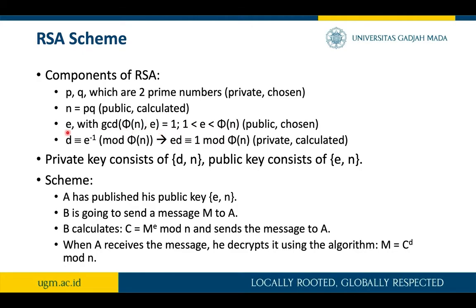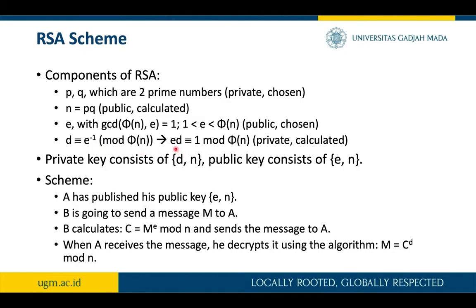So the greatest common divisor between Cn and E must be 1. So E must be relatively prime to Cn. E once again is chosen. Then from the value of E, we calculate T. T here is the inverse of E modulo Cn. So T here is E inverse modulo Cn.